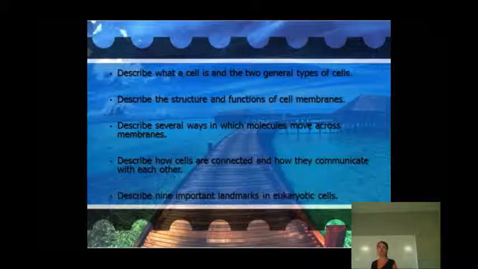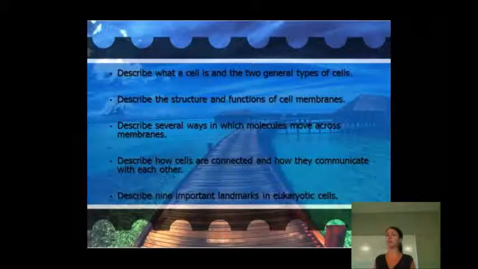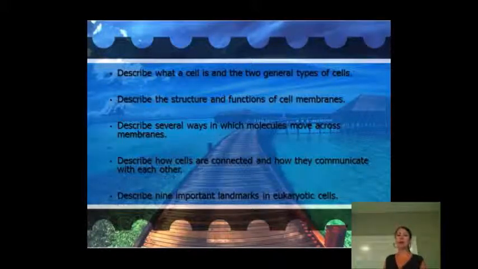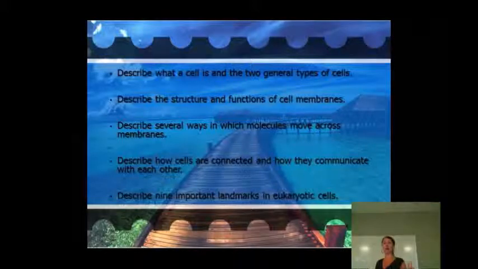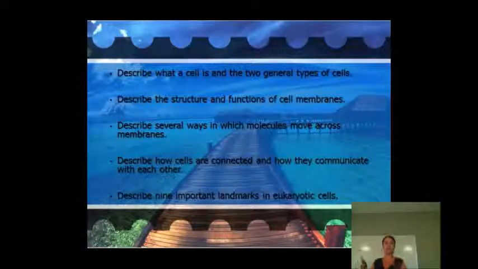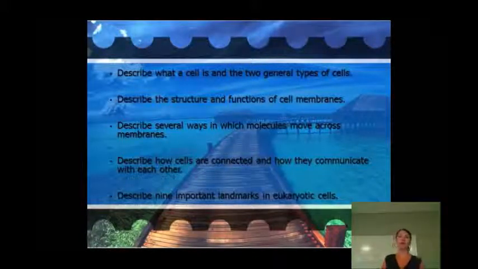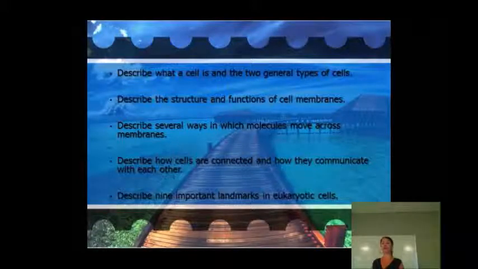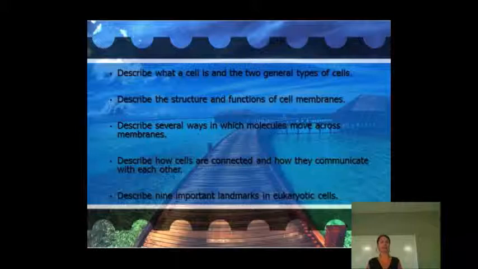So first, you don't have to write any of this down, but what we're going to be talking about in this chapter is describing what cells are and the two types of cells, the structure and function of the cell membranes, the outside of the cells, the ways in which the molecules get into cells and move out of cells across that membrane, how cells are connected and how they communicate with one another, and then the 9 important landmarks. They call them landmarks. They're the cell organelles in eukaryotic cells.